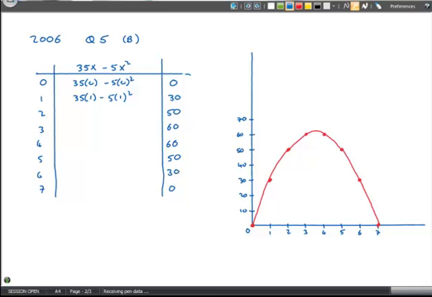Okay, lads. So 2006 question 5. Really, it's the B and the C part. You asked me about the C, but in order to do the C, I need to have done the B.